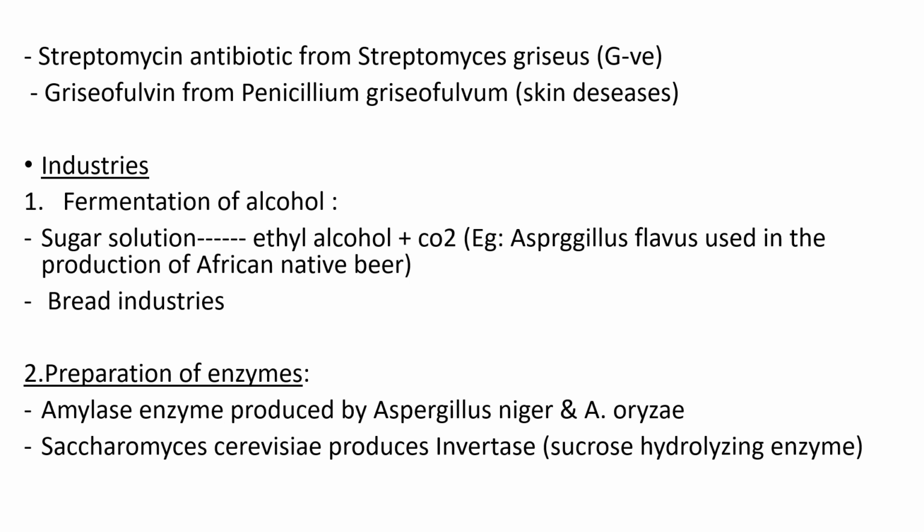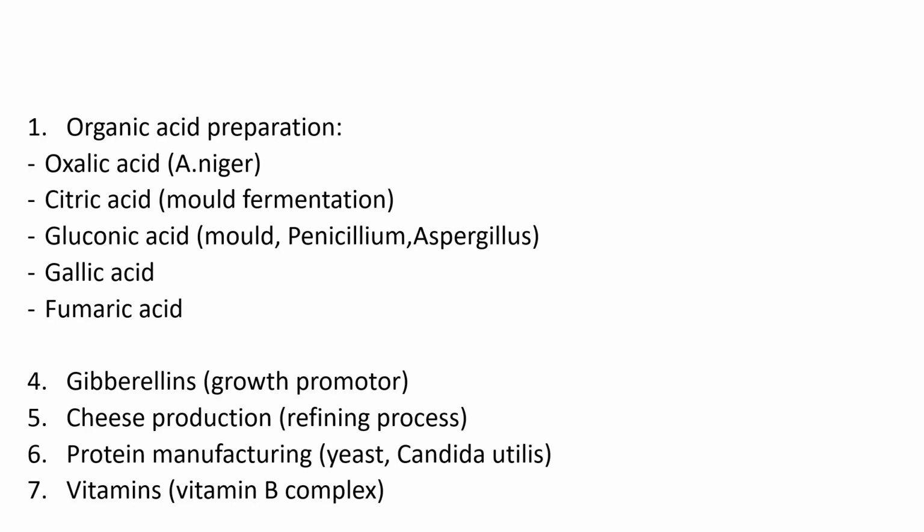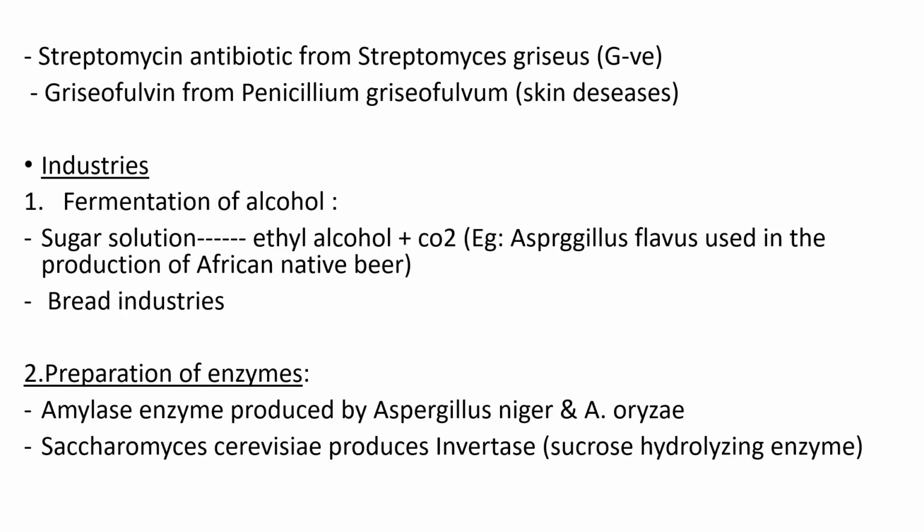We know that in the bread industry also, yeast is used in the production of dough, so that the bread becomes very fluffy and soft. Also, in the preparation of enzymes, amylase enzymes are produced. These fungi are also used in the preparation of enzymes. These amylase enzymes are produced from Aspergillus niger as well as Aspergillus oryzae.